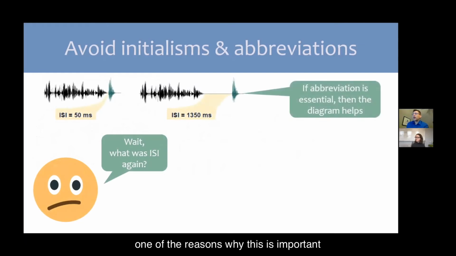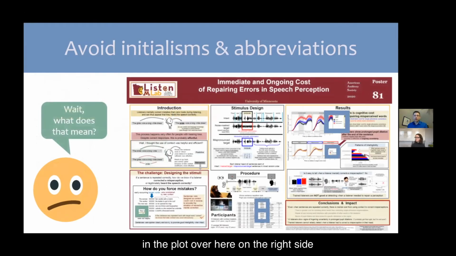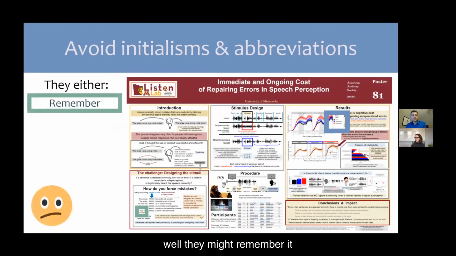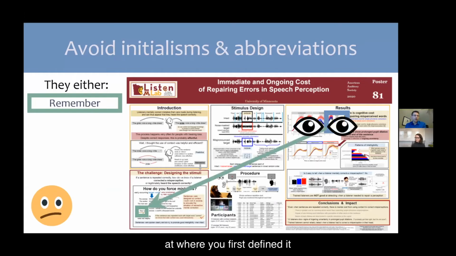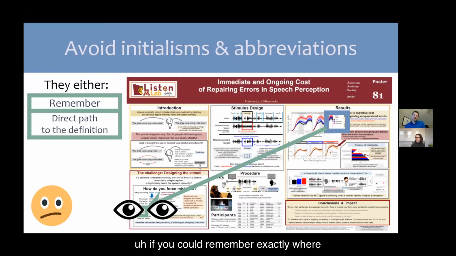One of the reasons why this is important is that if you use an abbreviation later in the plot, over here on the right side, suppose someone doesn't remember exactly what that means. What are they going to do? Well, they might remember it, but more likely they're going to have to look for the actual definition. They might not stop you though, right? Because different people have different amounts of comfort with stopping you. So they might look directly at where you first defined it. That's not likely though. If you could remember exactly where it was, you might just remember it.